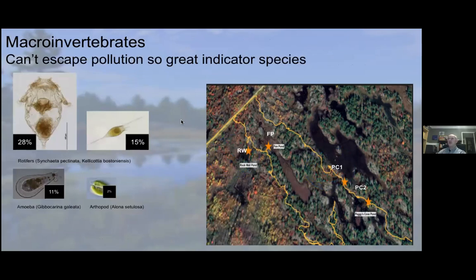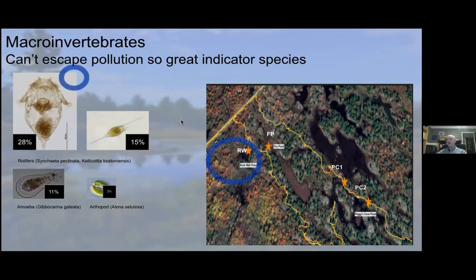So macroinvertebrates were our next category. And these can't escape pollution, so they're really a great indicator species. They can't move from pond to pond. And macroinvertebrates are either small aquatic animals or they're the aquatic larval stages of insects. So that could be dragonflies, stoneflies, snails, worms, beetles. Macroinvertebrates are a good indicator of quality because they're affected by the physical, chemical, and biological conditions of the stream. So they kind of show the cumulative effect of pollution.